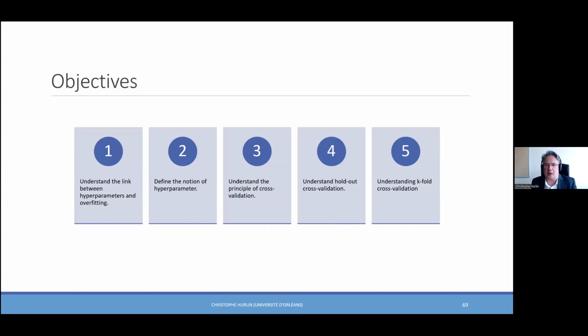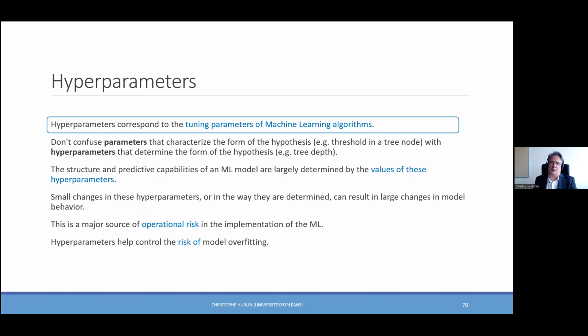Understand the link between hyperparameters and overfitting, define what we call hyperparameters, understand the principle of cross-validation. There are many types of cross-validation, and you need to be careful with cross-validation. So first, what is a hyperparameter in machine learning?